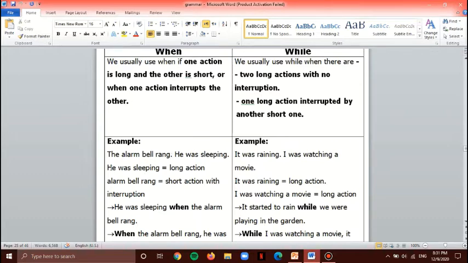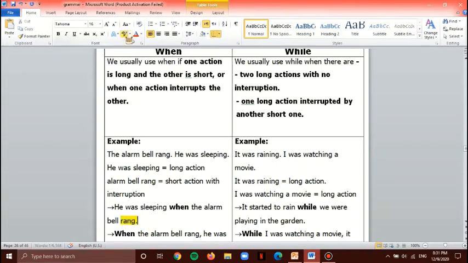So here, this short action, the alarm bell rang, what did it do? It interrupted this long action. Okay, so if this short action interrupts the long action, I use when. So it's going to be he was sleeping when the alarm bell rang, or when the alarm bell rang, he was sleeping. So I put when always before the short interrupting action. Or to make it even easier, I put when always before the past simple.